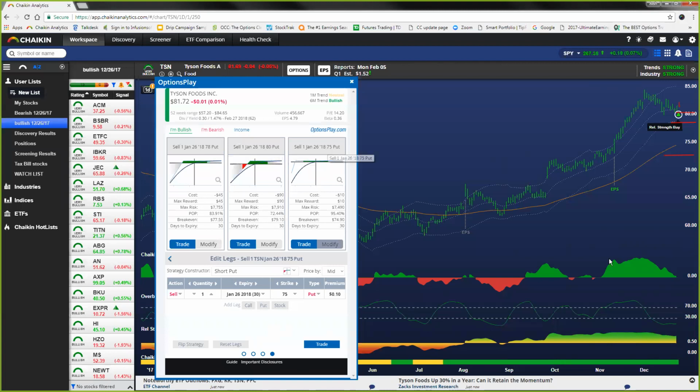Now, 75 put. Oh, we did 75, not 72.5. So this line should be right about here. That's pretty far down. That's down near our long-term trend line. Very low odds that we're going to get down there and then close below that in the next 30 days. So you see the probability of profit for that is incredibly high. Option play happens to like that.